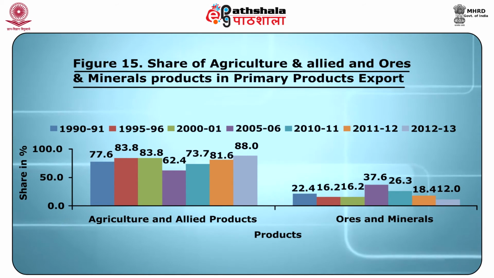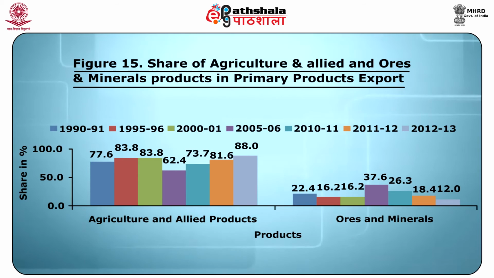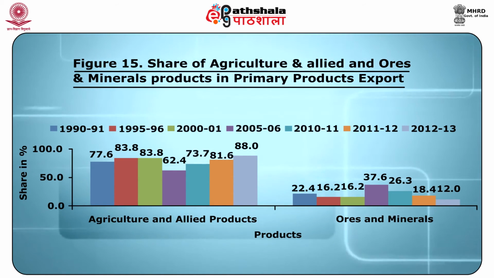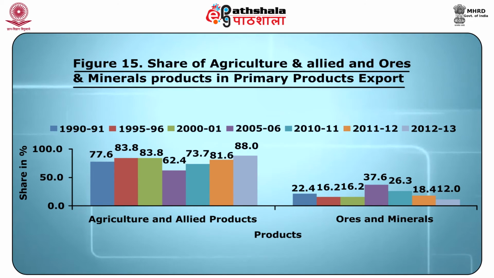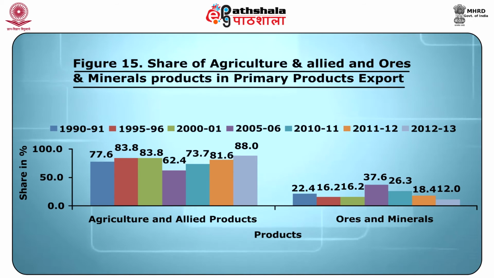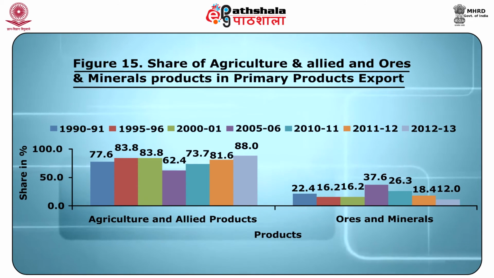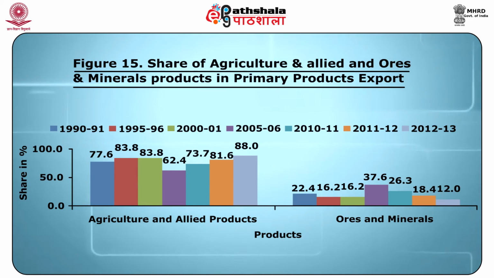The share of export of agriculture and allied products within the primary products has declined from 77.6% in 1991 to 62.4% in 2005-06. But if we look at the figures in 2010-11, 11-12 and 12-13, they show that the share of agriculture and allied products within the primary products has increased to 73.7%, 81.6% and 88.0% respectively.